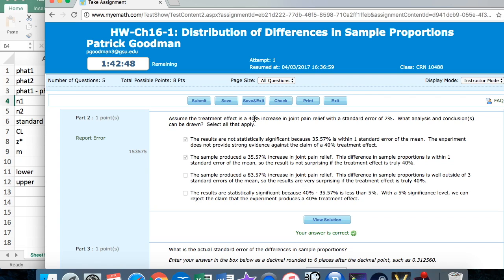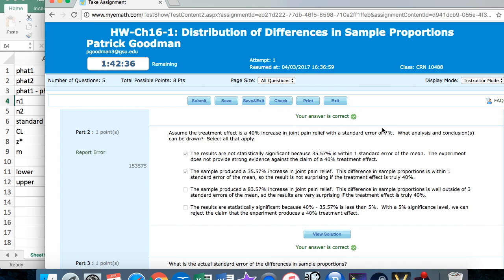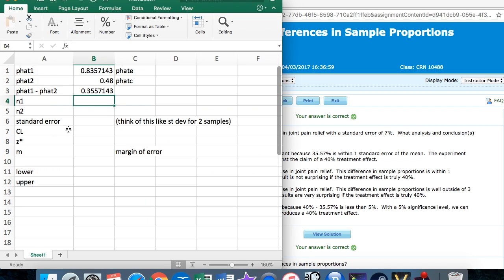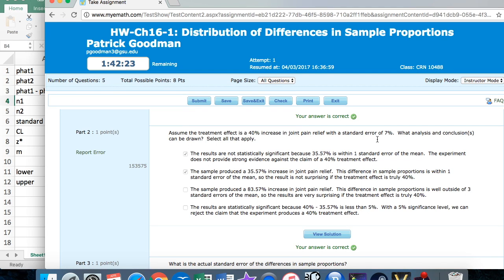So assume the treatment effect is a 40% increase in joint pain relief with a standard error of 7%. So think of the standard error as almost being kind of like your standard deviation. It's just that we can't really call it a standard deviation just because it's using two different samples, but it's pretty much a standard deviation. So when you see standard error, think of it like a standard deviation, but for 2 samples instead of just 1. Because the formula is pretty much the same. It's going to be the same 2 parts of a formula. The only difference is you're summing the 2 different parts together. You'll see that in a second.